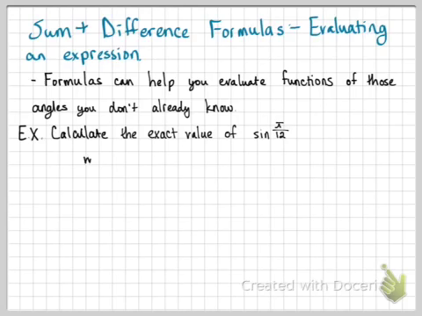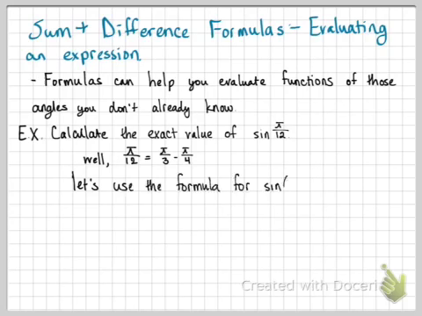Information piece 1. Pi twelfths is pi thirds minus pi fourths. If you're not comfortable dealing with fractions, it's just going to be a matter of guess and check. We don't stray too far, so you're going to have to get comfortable with this if you're not. And the other piece of information that we're going to use is our formula for sine of u minus v. Now, that formula says that sine of u minus v equals sine of u times cosine of v minus cosine of u times sine of v.